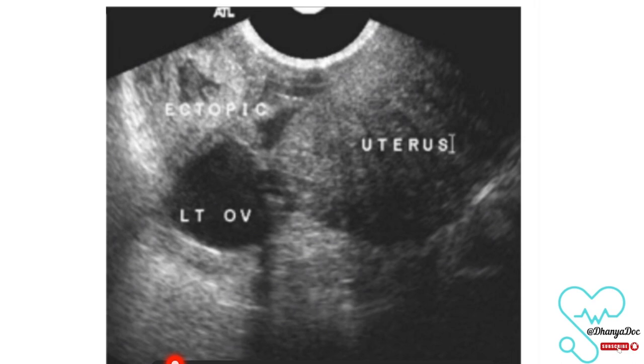This is the ultrasound image showing ectopic pregnancy. This is the uterus. This is the ectopic pregnancy. This is the left ovary here.